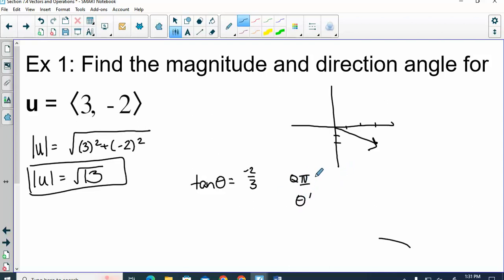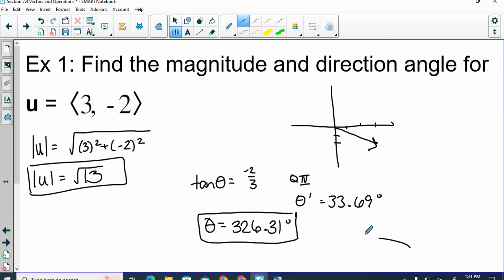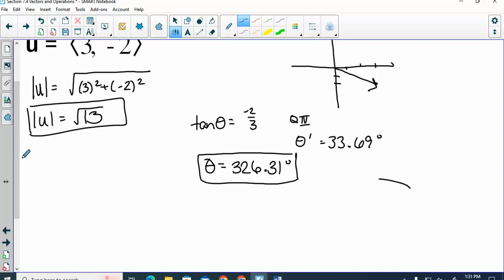Reference angle, make sure you're in degree mode. So tangent inverse of positive 2/3 is 33.69 degrees. So my angle, 33.69, how do I put that in quadrant 4? 360 minus that. That is 326.31 degrees. So if I give you a vector, can you find the magnitude and direction?